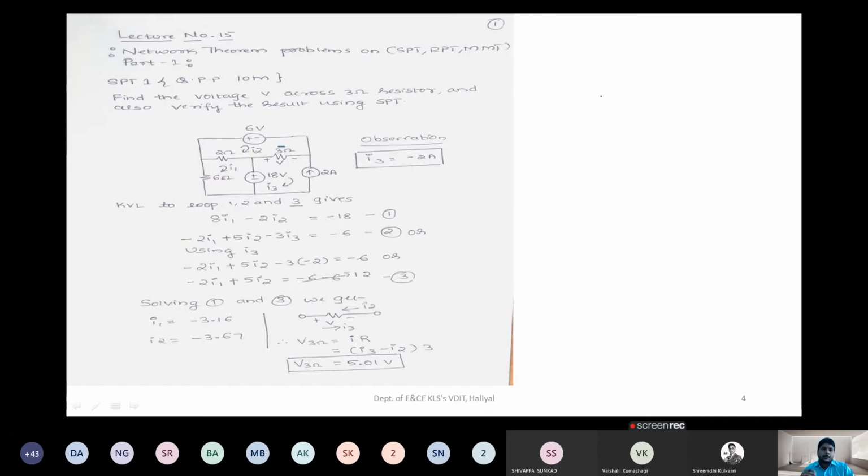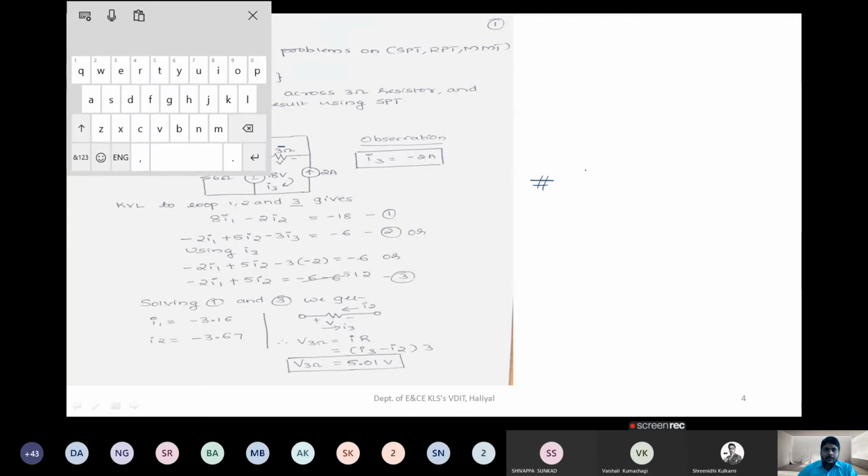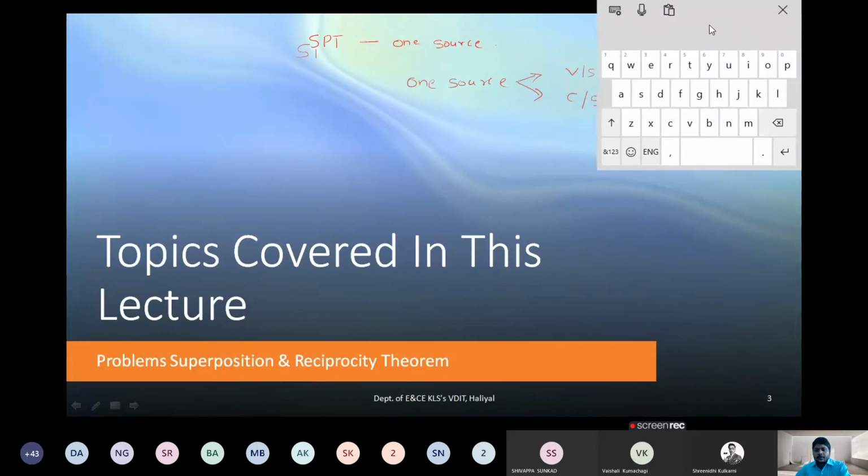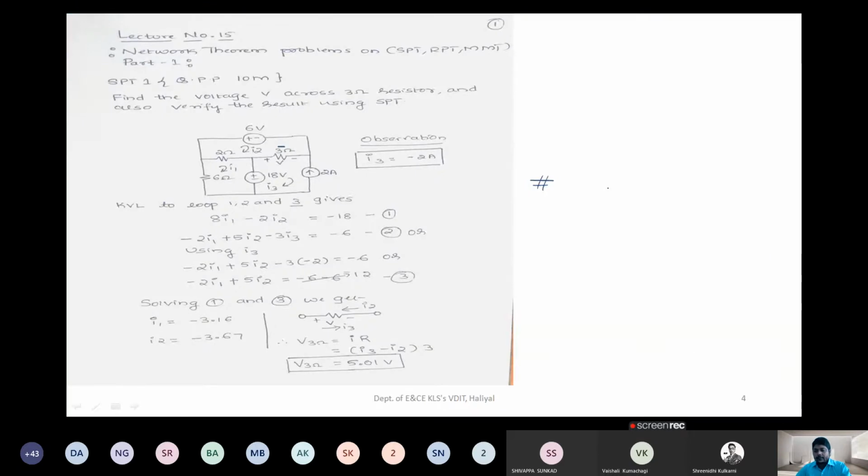Once you conclude the voltage across the 3 ohm resistor, you just have to apply superposition theorem. So the first step is that we are calculating the voltage across this 3 ohm resistor.